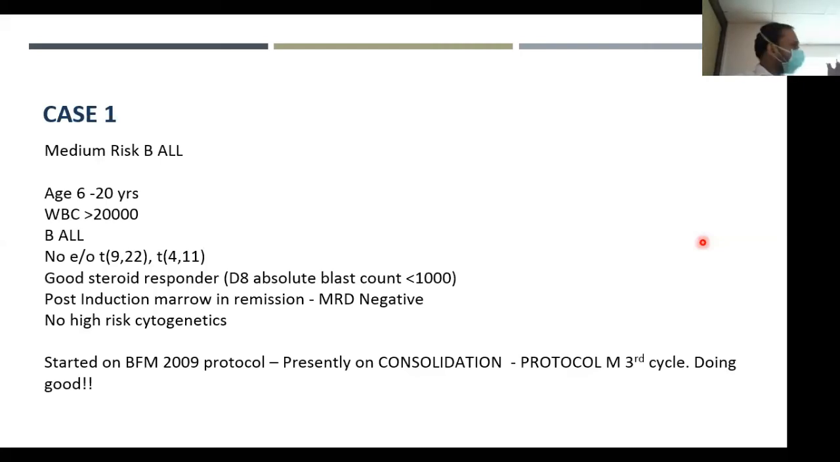So continue. Case 1. Median risk, as per his age, his age is 6 years. First TLC is 21,000. So basically B-ALL, no t(9;22). Good steroid response. Day 8, blast was less than 1,000. Marrow one month later, day 33 marrow was done. Minimal residual disease was negative. No higher-risk cytogenetics, normal cytogenetics. So started on BFM protocol. That's a German protocol. Berlin, Frankfurt, Munster. Multi-center, 3 cities of Germany.